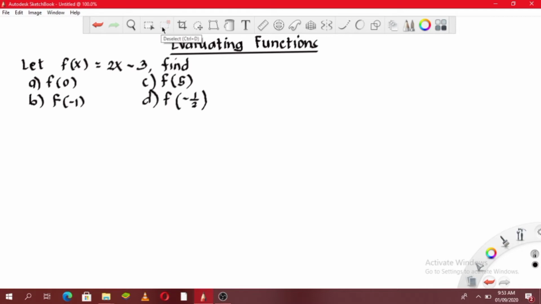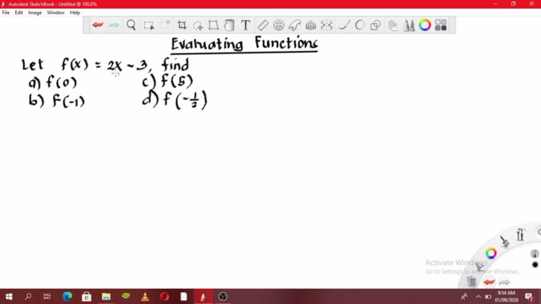So, I suggest my students na balikan or mag-review sila about integers, about fractions, and about rational expressions. Dahil magagamit nila yung skills ng mga topics na yon dito sa lesson na ito. So, now let's start to evaluate the function.